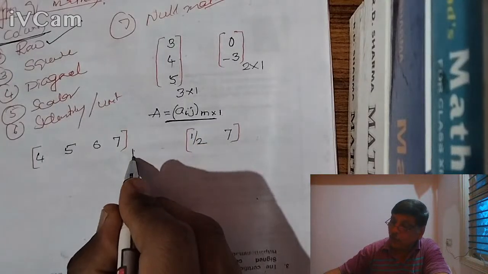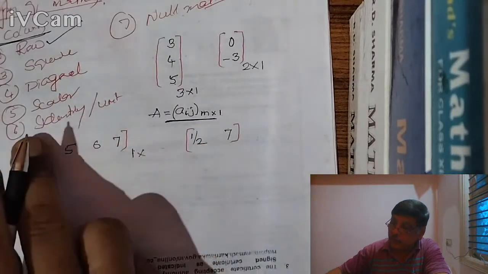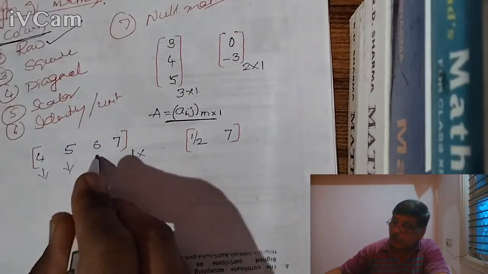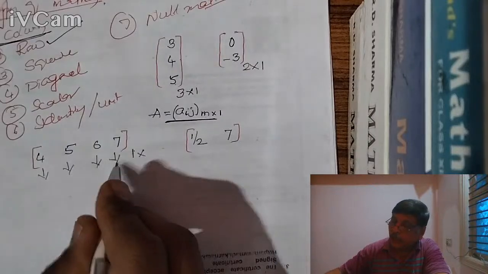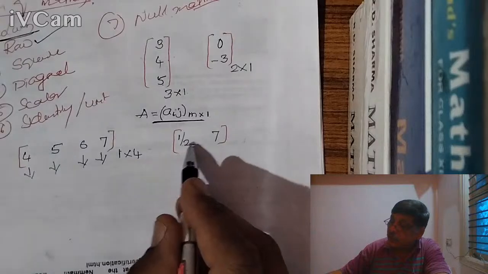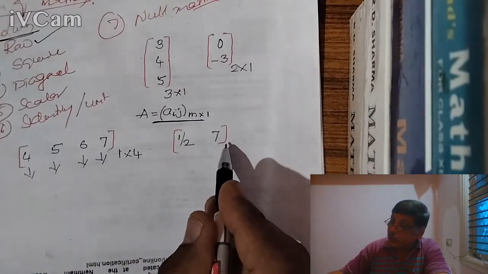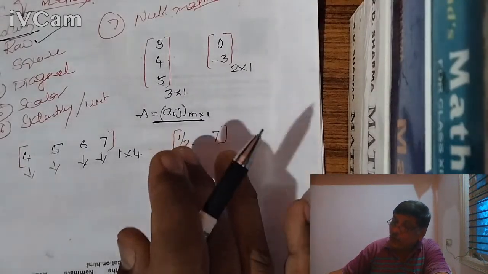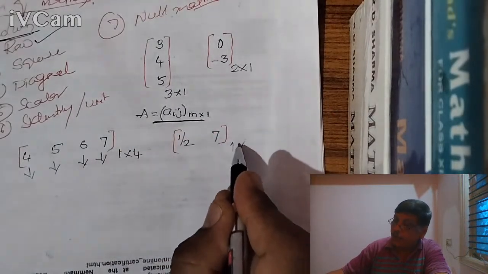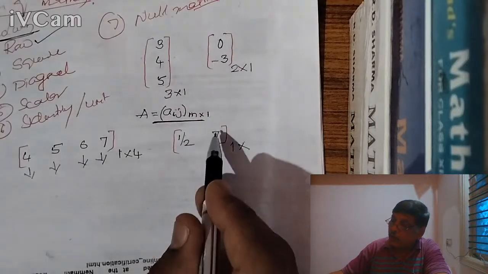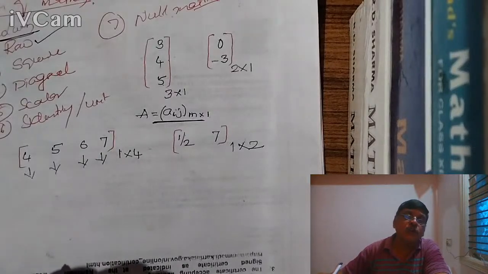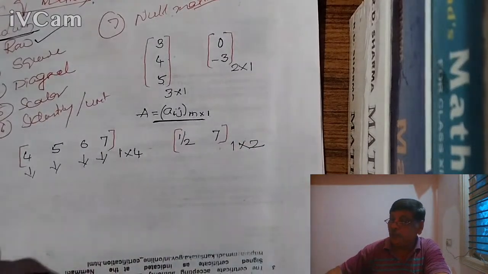Only one row. Number of columns: this is column 1, column 2, column 3, column 4. So 1 into 4. Next, in this matrix, to define order, first you have to count the number of rows. There is only one row. Next, columns: column 1, column 2. This is 1 cross 2. Order is 1 cross 2, or we say 1 by 2.